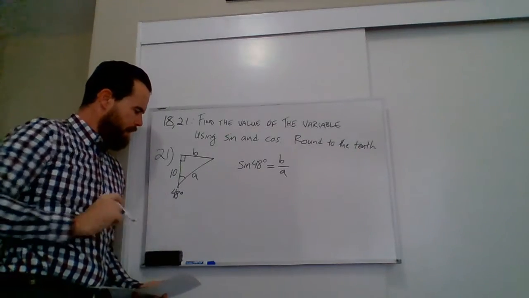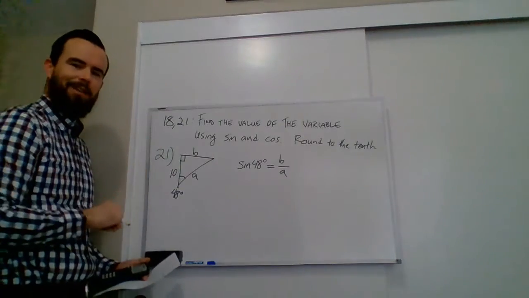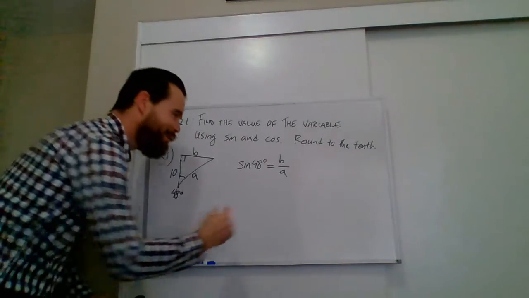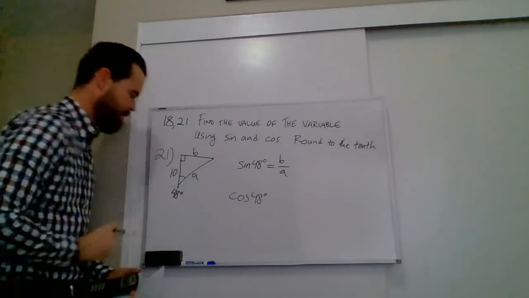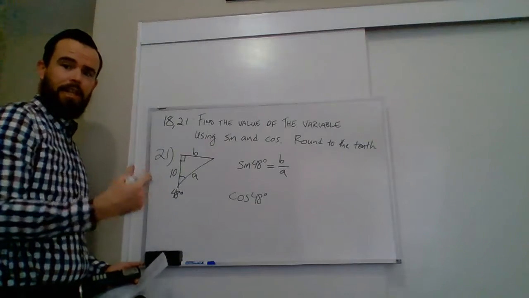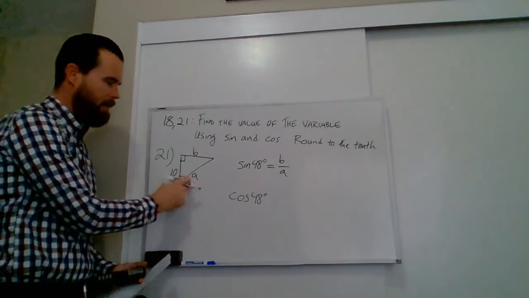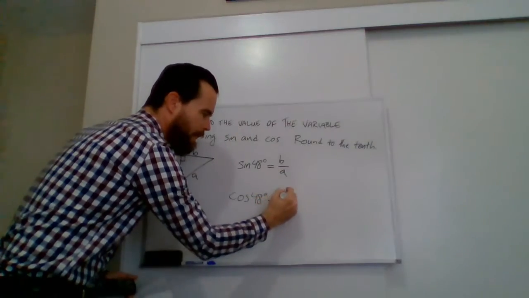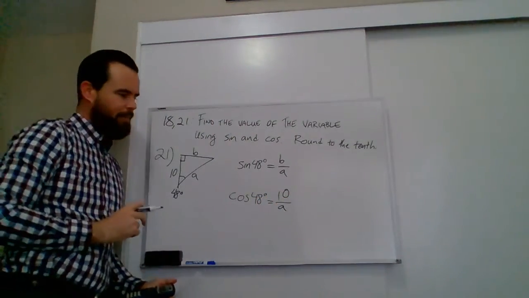We're going to use this 48 degrees. We know one value, cosine. Let's look at cosine 48 degrees. All right. So we have cosine is the adjacent over the hypotenuse. So 10 over A. All right, that looks way better.